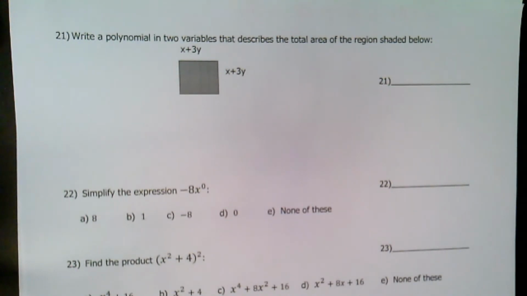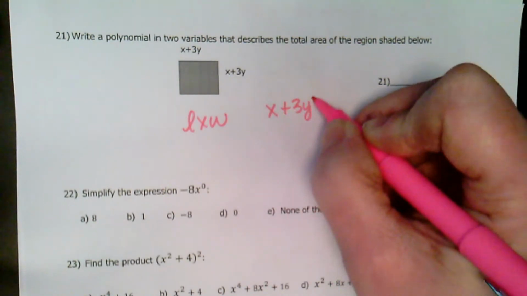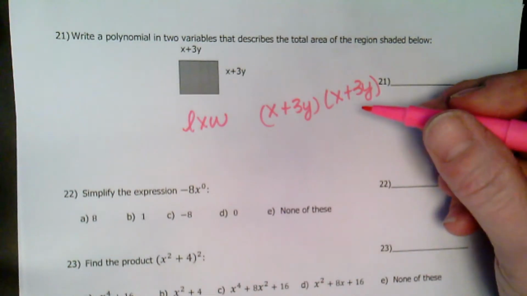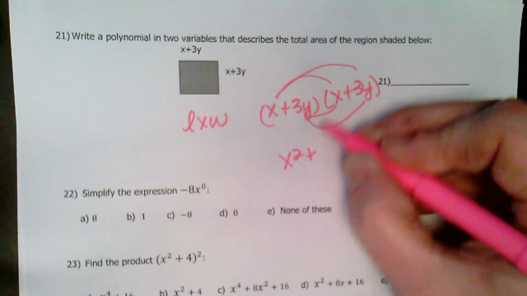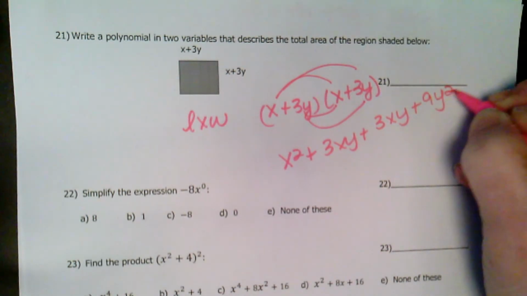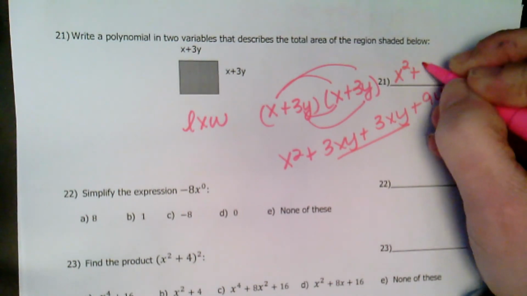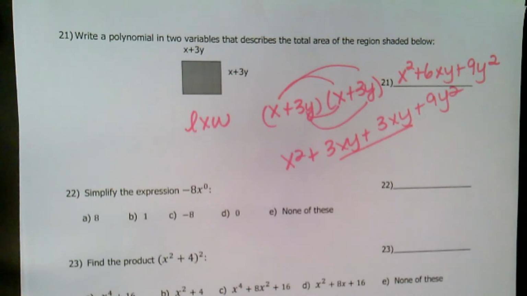Alright, number 21. Write a polynomial in two variables that describes the total area of the region shaded below. Alright, so just remember the area is length times width. In this case, they gave you this. So we can go ahead and multiply that out by FOILing. And then I can combine like terms to make it prettier. So that is our polynomial.